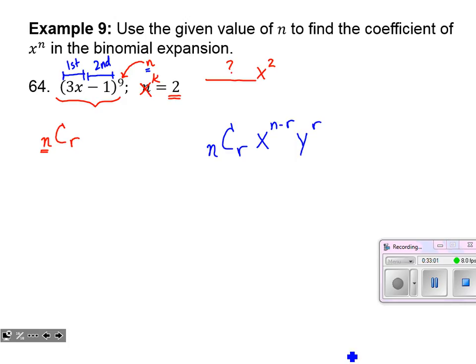Okay, so what I want is I want this x to have a 2 on it, and I know it's starting as a 9. So in order to make that x end up with an exponent of 2, my r has to be 7. We said n was 9. To get our desired outcome, we want r to be 7. So here's what we're going to do. We're going to do 9c7, and then our first thing is 3x to the 9 minus 7 power. And then our second thing, -1, gets raised to the 7th power.